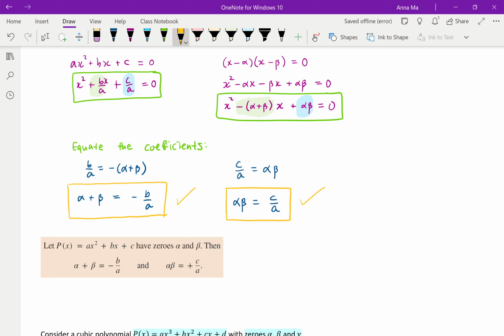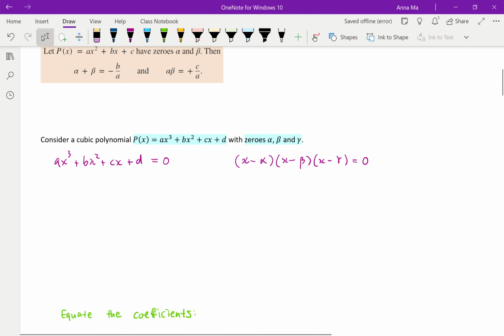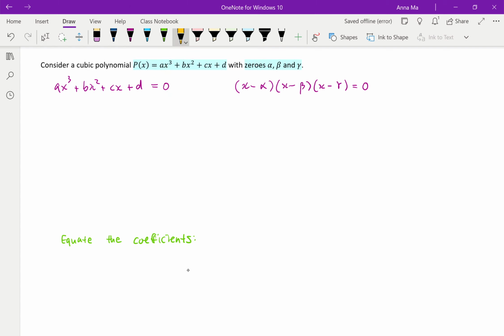We can do the exact same thing with a cubic, but there's just a lot of algebra going on. So have a look at this generic expression for the cubic and the generic expressions for the zeros of the cubic. And we'll do the same thing. When we talk about zeros of the polynomial, we are letting that expanded expression equal to 0. And for this one, given that the zeros are alpha, beta, and gamma, we can make it into a factorized version like so.